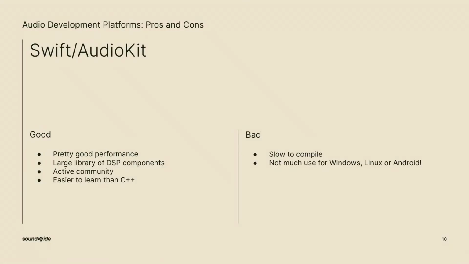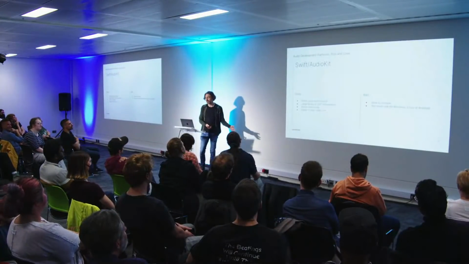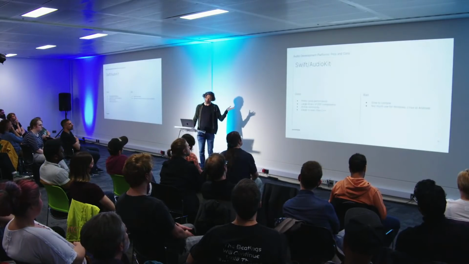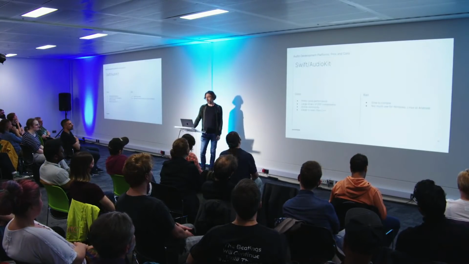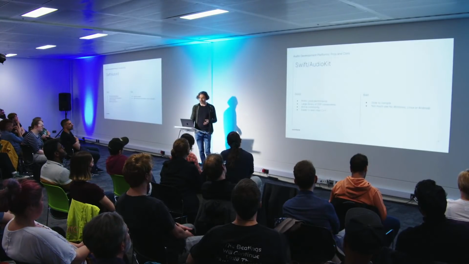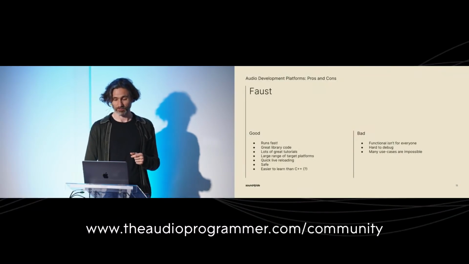Swift apparently is a good choice. Better than JUCE, apparently. No offense taken. This is a lot easier. It's Mac only. You've got a great community again. It's good. It's easier than C++, a bit easier. It's faster than C++ to compile, but it's still a bit slow. And you're screwed if you want to use it on Windows or Linux or something.